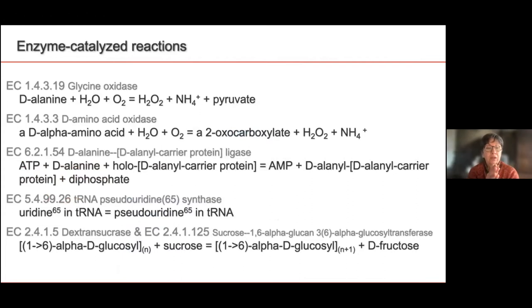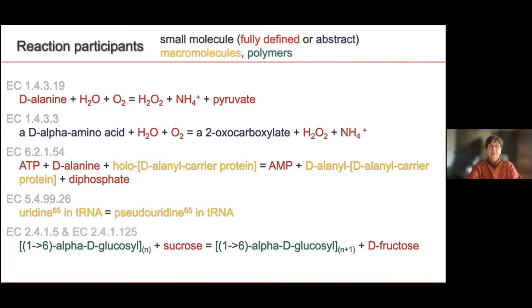So here is an example of different kinds of enzyme-catalyzed reactions. We can see that these reactions can involve different types of participants. So I colored the participants according to their type. In this first reaction, all the participants are fully defined small molecules. In this second example, in blue, we have some abstract compound, a D-alpha-amino acid. We can also have macromolecules like this D-alanine carrier protein that is involved as a participant of the reaction and not as the enzyme. We can also have nucleic acid, like this enzyme class that catalyzes modification of tRNA. And eventually we can have some reactions that involve polymers. We can have some polymerization reactions with different types of polymer compared to proteins and nucleic acids.